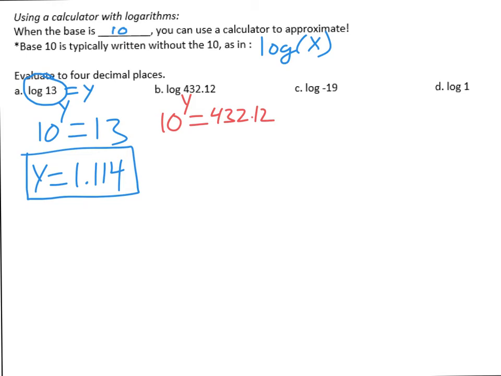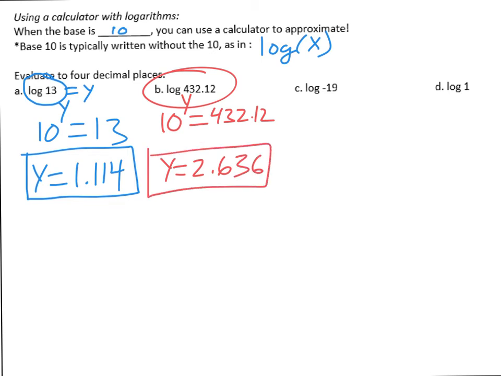432.12. Okay, again, another one where you're like, all right, 10 to what? But you could take the same approach. You'd have a lot of guess and check to do. You'd have quite a bit to do. Okay, but it could be done. Otherwise, you would just throw that into your calculator. 2.636. Okay.